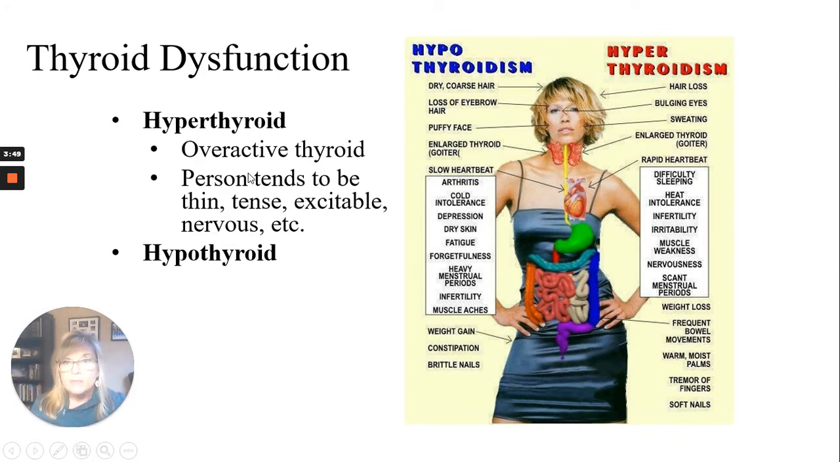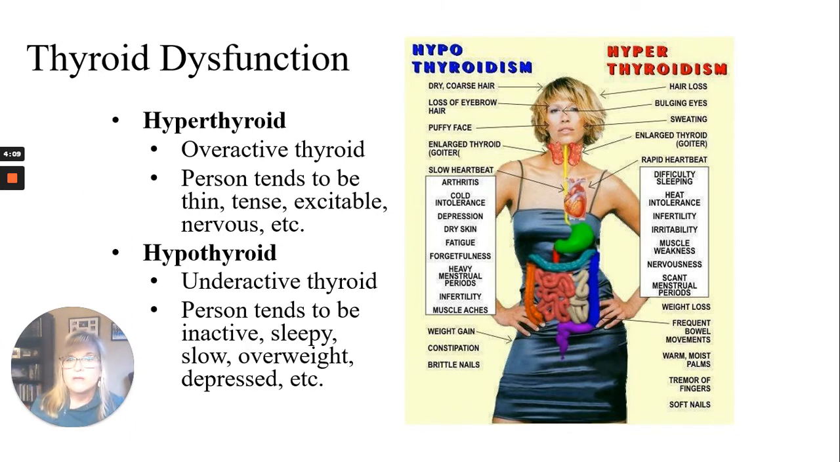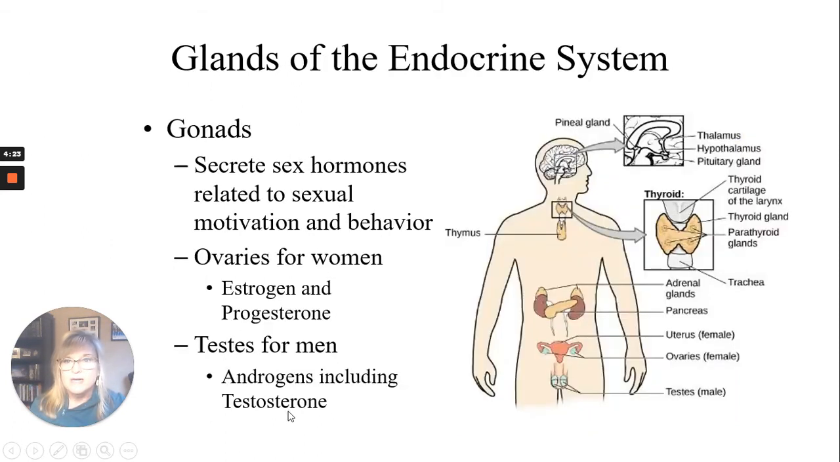Somebody that has hyperthyroid, it's easy to remember because it's hyper. If you remember that term hyper, it means it's overactive. So the person tends to be really thin, they don't have much appetite, they're tense, they're stressed out, they're nervous. So that's hyperthyroid. Hypothyroid is probably what we see more commonly, and this is where your thyroid is underactive. It's not producing enough hormones, and the person tends to be sleepy, tired all the time, often overweight and depressed because they just don't have the energy or the hormones that they need.